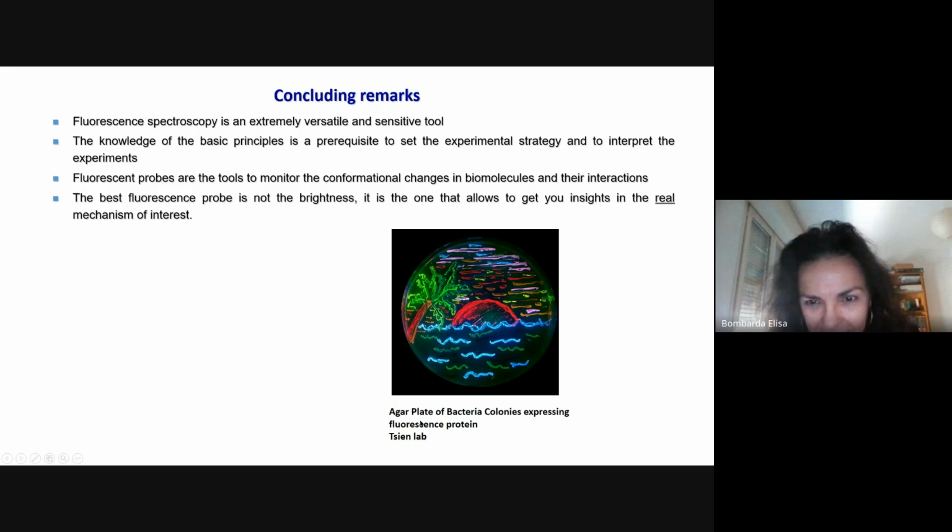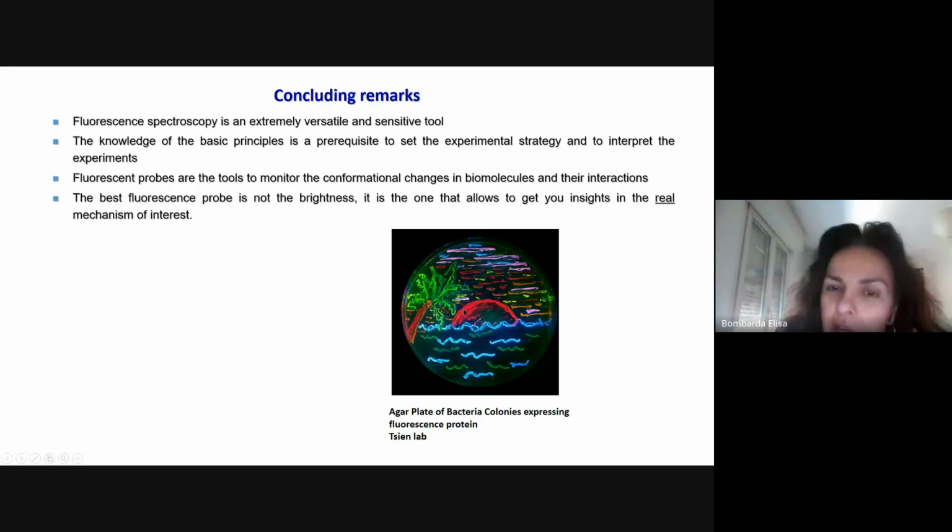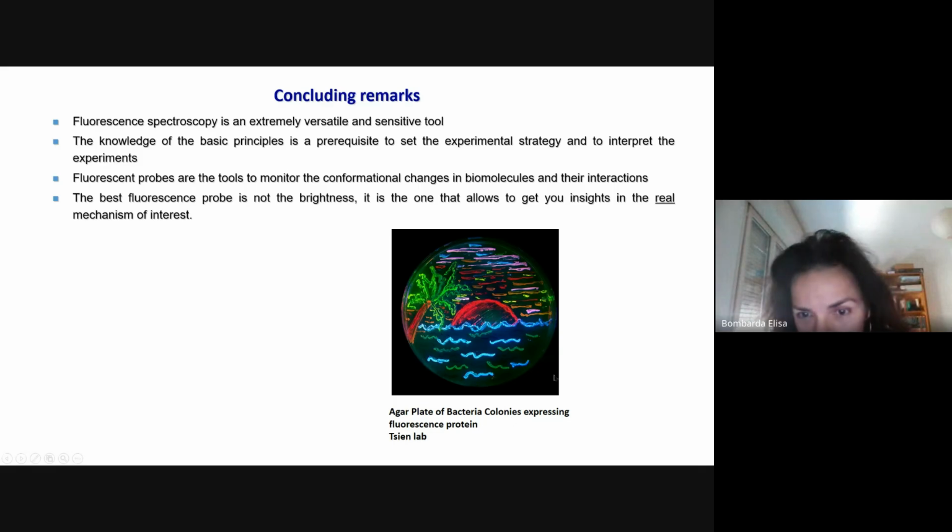So that's a picture that I got from the lab of Tsien, who was the one that got the Nobel Prize for the discovery and the development of fluorescent protein, GFP. And so then you see, by using different variants of fluorescent protein, it was possible to draw such a nice picture.